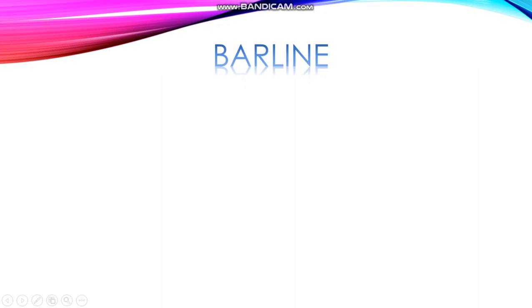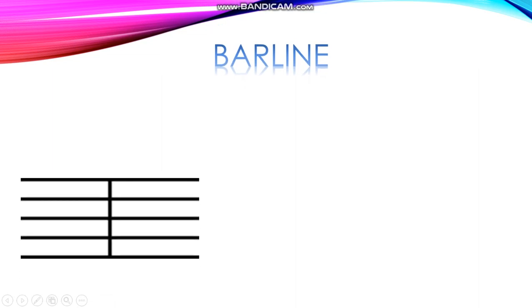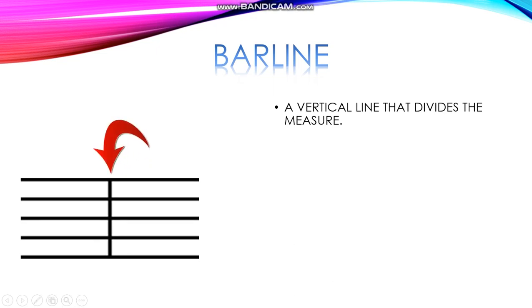Now we're going to talk about the bar line. We've got the same thing up again. Remember that a measure was the space between 2 bar lines. A bar line is a vertical line that divides the measure. So this line right here, that is a bar line. Whenever you see these little lines on this staff, that means the staff has turned into measures, and these are the bar lines dividing the measures.